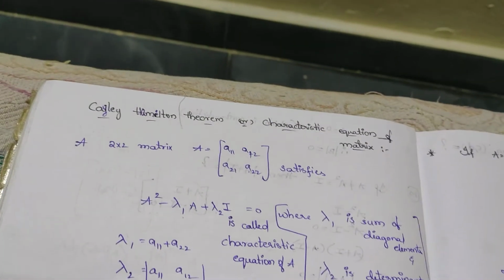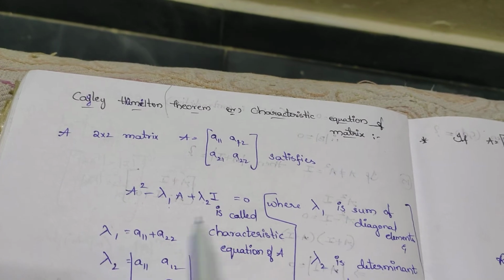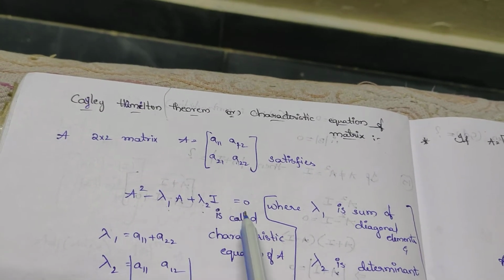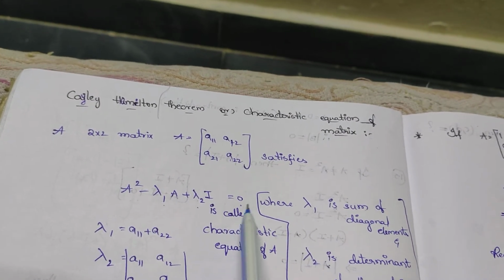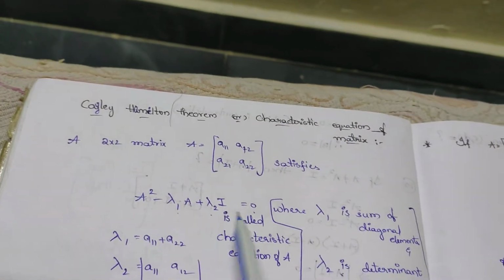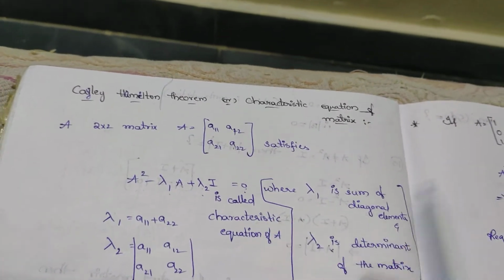Once you check it out, you take any 2 by 2 matrix, it will satisfy this. Satisfies means when you substitute here, you get O. This is nothing but O. According to matrices, we call O the zero matrix.